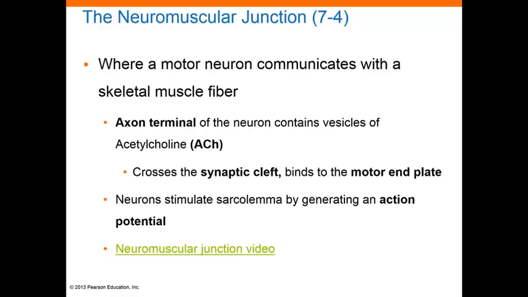So the neurons stimulate the sarcolemma by generating an action potential. And an action potential is essentially an electrical impulse. So let's take a look at what this looks like.